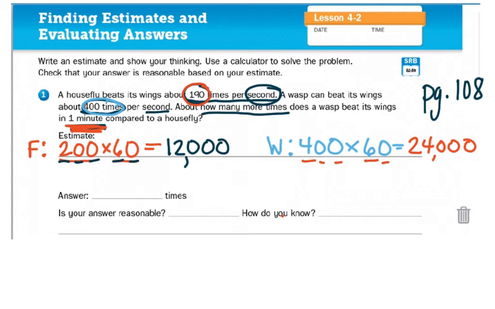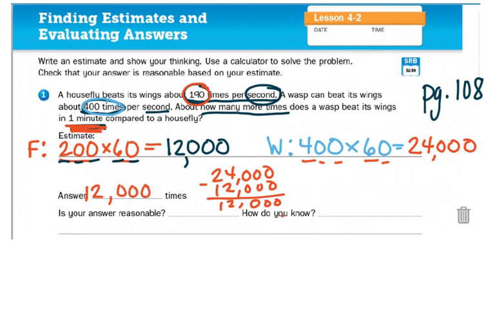Now we're asked to figure out the difference between 24,000 and 12,000. In order to figure out difference, you have to subtract. The difference is about 12,000 times. Now, the actual answer is 12,600. So would our answer be reasonable? Yes, because it's close to the estimate.